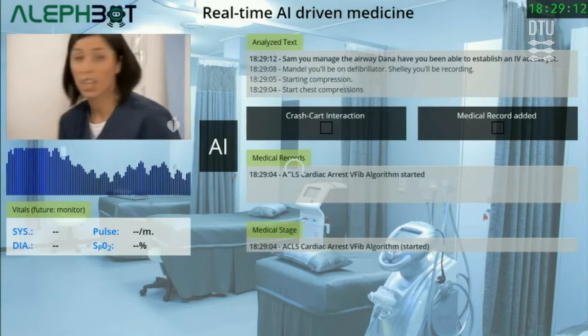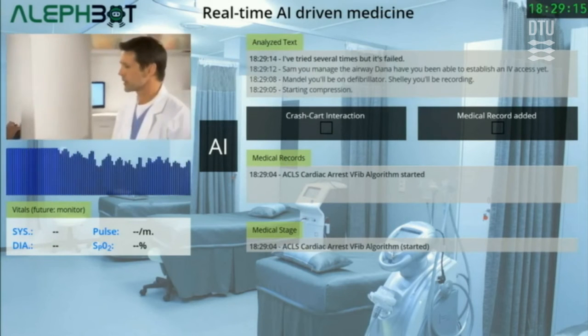I'll be short. I've tried several times, but it's failed. Okay, let's move on to IO access.